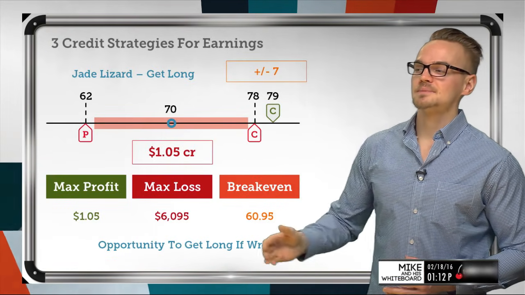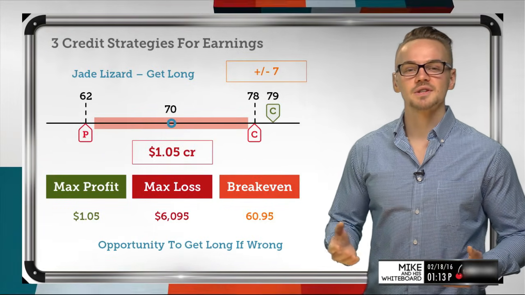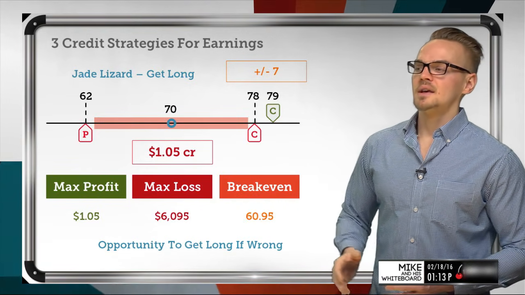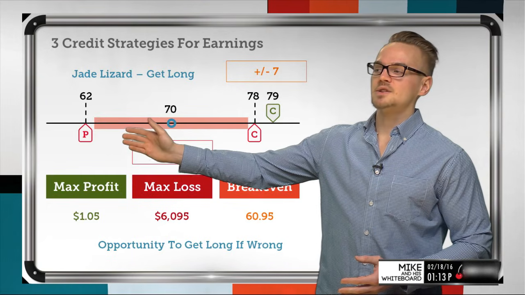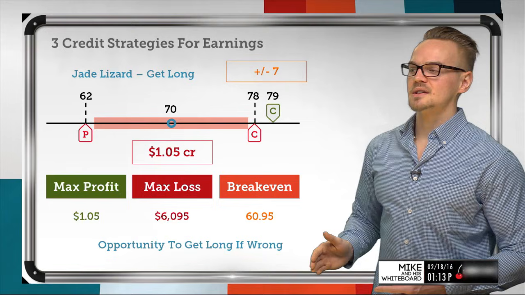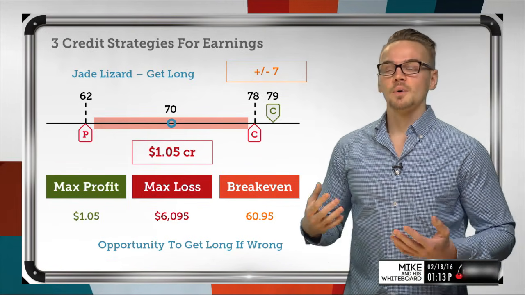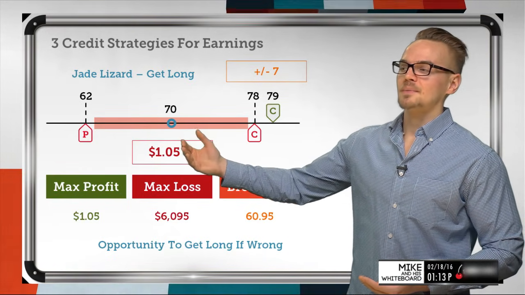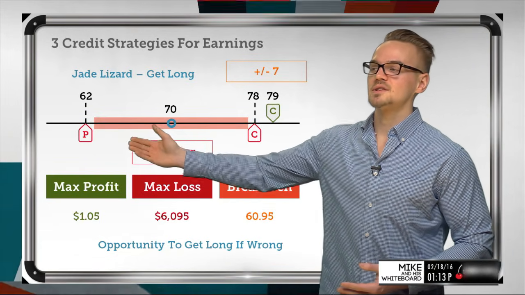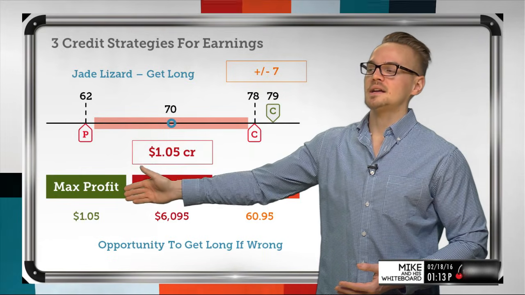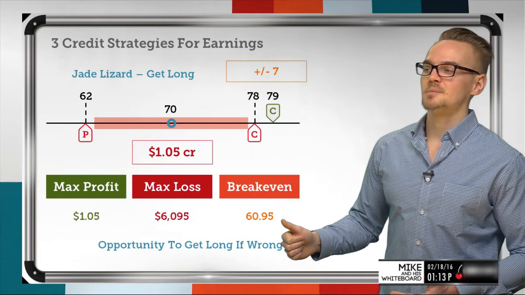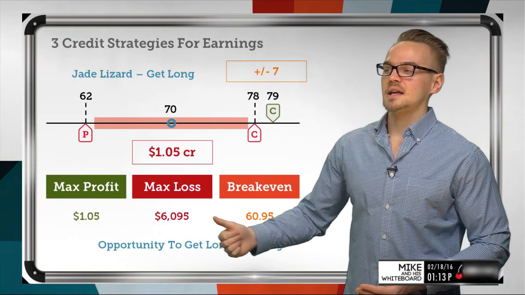So if that happens, my max profit would be 105, which is just the credit that I received. And this is where the difference comes into play. Since I've got a Jade Lizard, I don't have defined risk on the downside. So for me, this would be an opportunity to get long if I'm wrong. So instead of purchasing the stock outright, I would be at a break even of 60.95. So really all I'm doing there is just taking the 62 strike, subtracting my max profit of $5, which brings me to the 60.95 break even, which is $6,095.